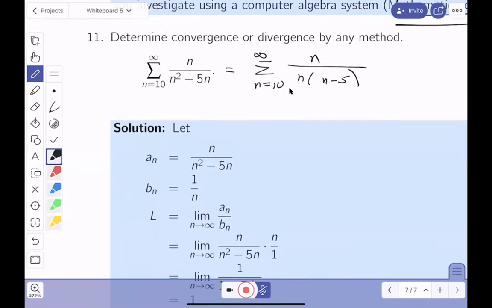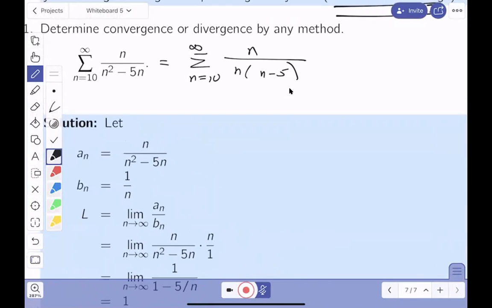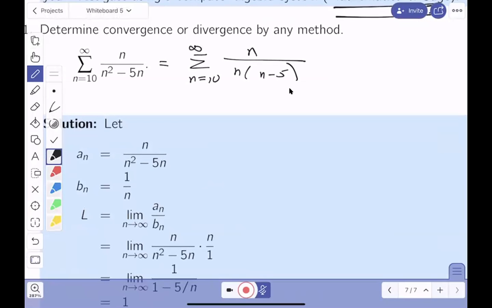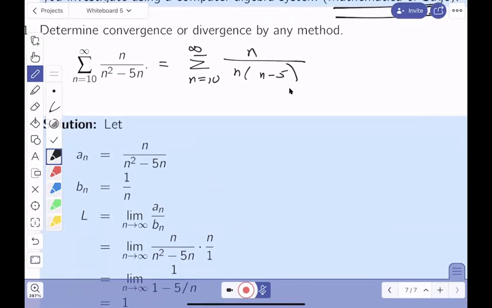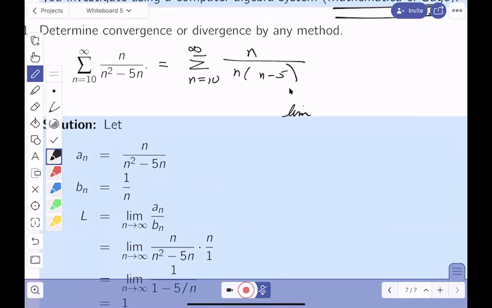All right, let's take a look. Let me tell you what I'm going to look at. Let me look at one thing at a time. Look at the limit as n goes to infinity of the an. By the way, this is the an. Well, that's zero. That was no help at all. Next thing I'm going to do is look at a comparison test.